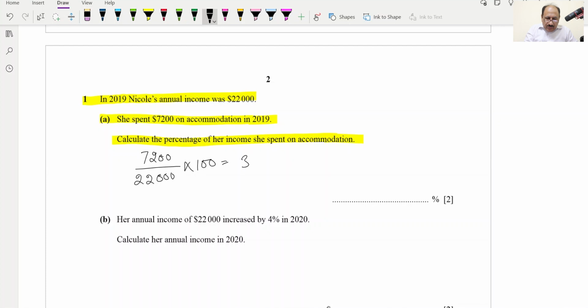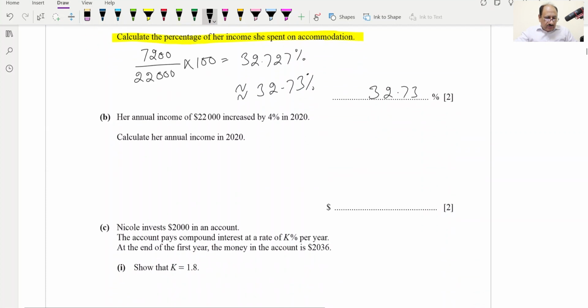32.727, and we can round it to 32.73, so our answer will be 32.73. This is in terms of percentage. This was a 2 marks part.